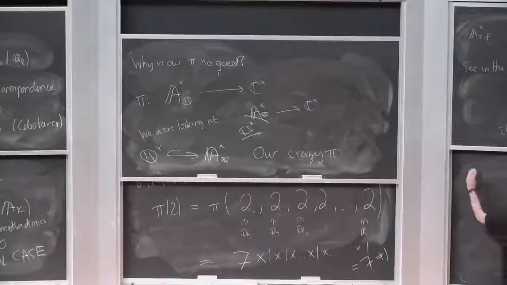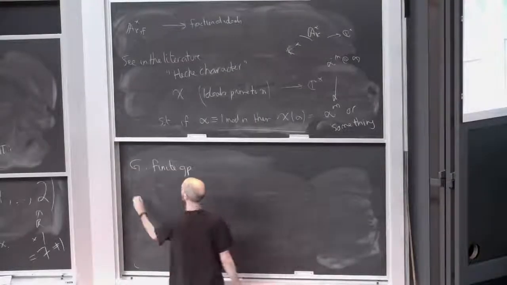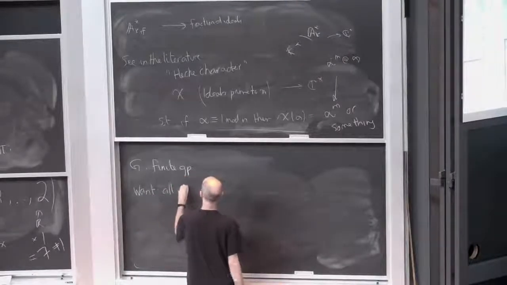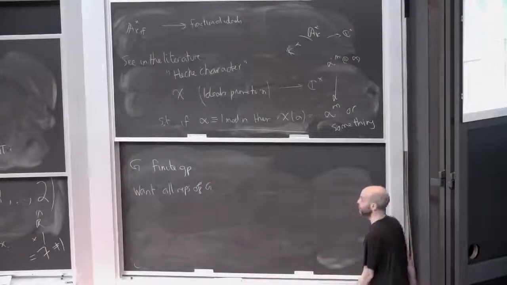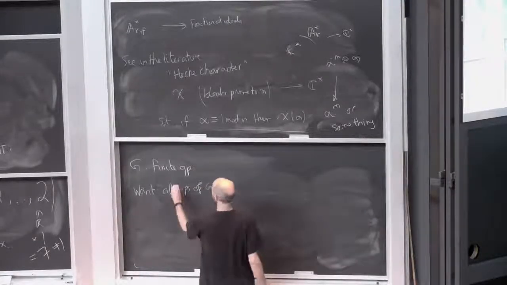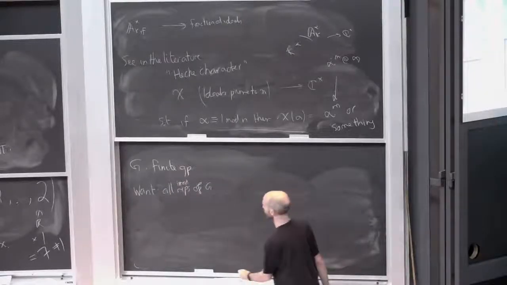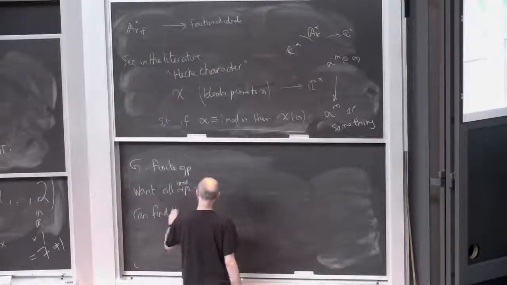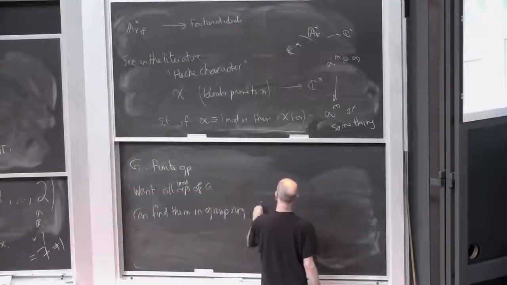So if G is a finite group, and I want to understand all the representations of G, I want all the representations of G. Where am I going to find them? Find them in the group ring, right? Irreducible representations of G over the complexes. I can find them in the group ring, C of G.